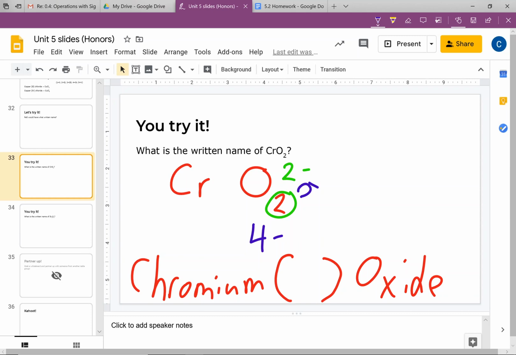Okay, we have 1 chromium atom here, 1 chromium cation. What has to be the charge overall? Well, to cancel out the 4-, right, it has to be 4+. So this would be chromium IV, chromium 4 oxide. One more for you here.